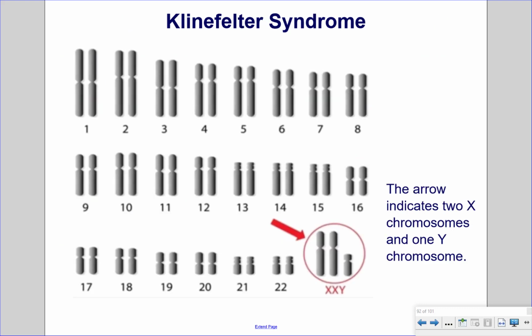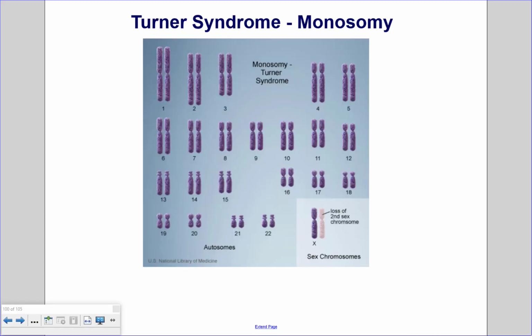Klinefelter syndrome. In this karyotype, we see that there are 2 X chromosomes and 1 Y chromosome. Turner syndrome, a monosomy. If you look at the sex chromosomes, notice there is only 1 X chromosome there, so this is a female with just a monosomy, an X chromosome.